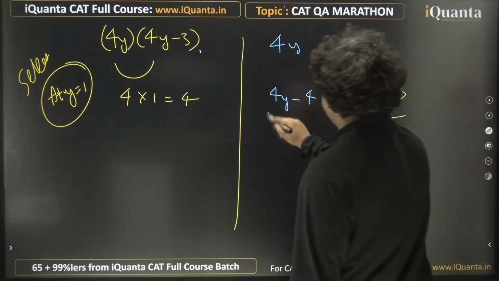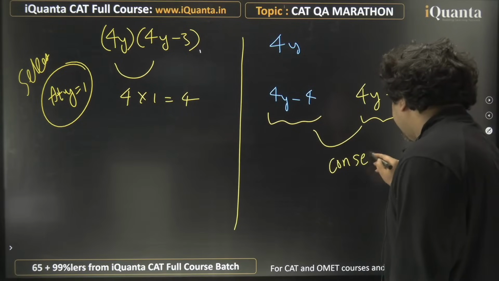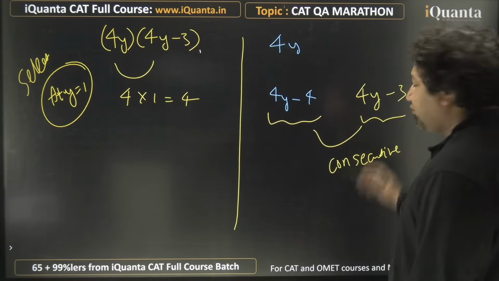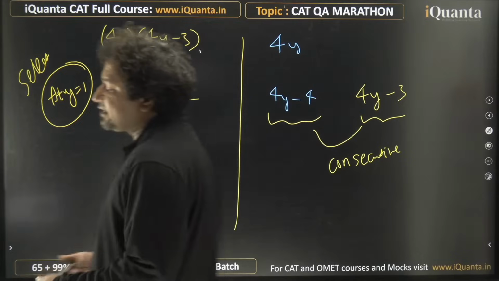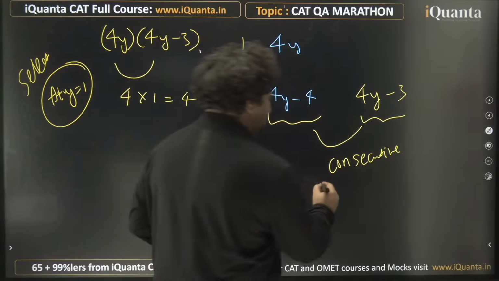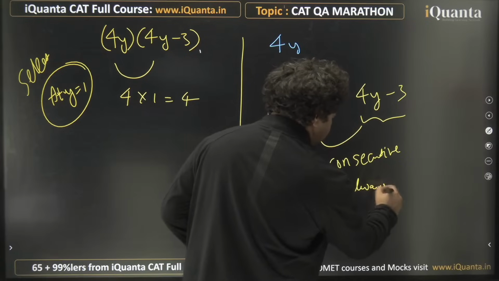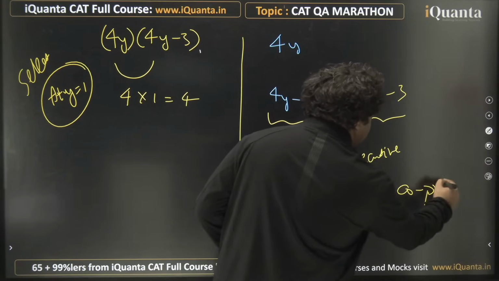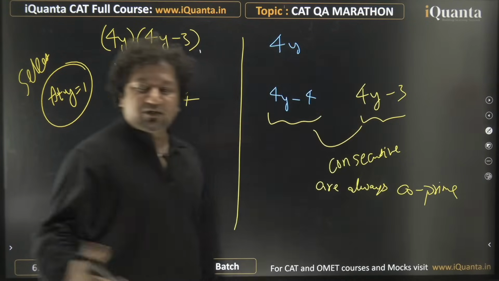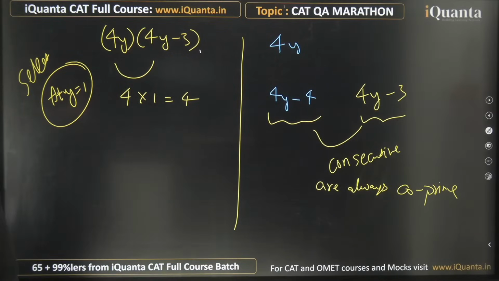Now can we compare these two? These two are consecutive numbers. All of us know that. Yes or no? 4y minus 3 and 4y minus 4 are one step apart. They're consecutive numbers. And consecutive numbers are always co-prime. Yes or no? They're always co-prime. The only common factor between them is 1. 4, 5, 6, 7, कुछ भी उठा लो. Is that right?